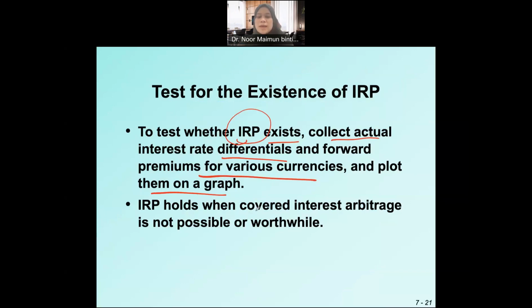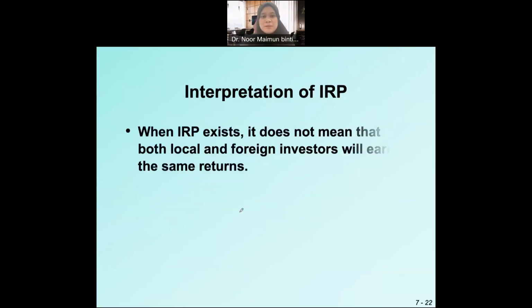IRP holds when covered interest arbitrage is not possible or worthwhile. So it tells you when interest rate parity holds: when covered interest arbitrage is not possible. When the point is on the line, it is possible for interest rate parity to hold. But when it is above or below the line, then covered interest arbitrage is possible and parity does not hold.